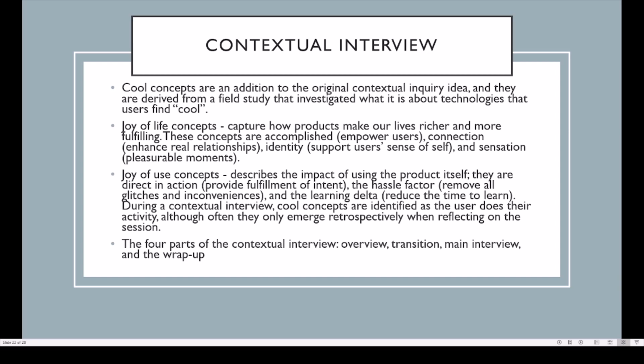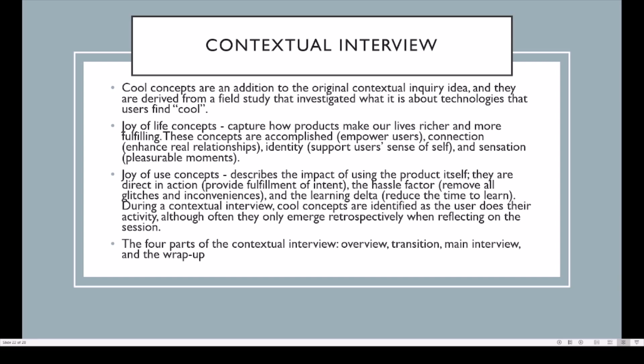The four parts of the contextual interview: overview, transition, main interview, and the wrap-up. So, dito sa contextual interview, yung cool, ito yung parang nagde-define kung ano ba yung masasabi mong cool dun sa ini-interview mo. For example, sa technology, sa bagong cellphone, ano yung cool doon? Basta kung saan sila mahuhook, ano yung method na gagamitin mo para ma-define yung cool.